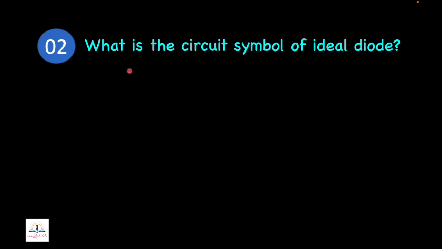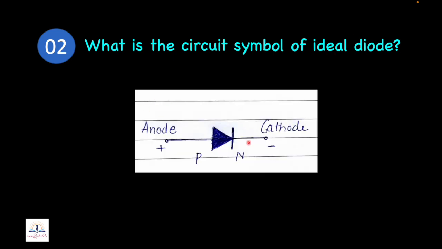Second question is, what is the circuit symbol of ideal diode? So this is the circuit symbol. Here you can see this side is p-type semiconductor, this side is n-type semiconductor. So here positive and here negative, and this triangle is completely shaded. So these two terminals are anode and cathode in the ideal diode, and same for the p-n junction diode. The difference will be only that in case of the normal p-n junction diode, this triangle is not shaded.